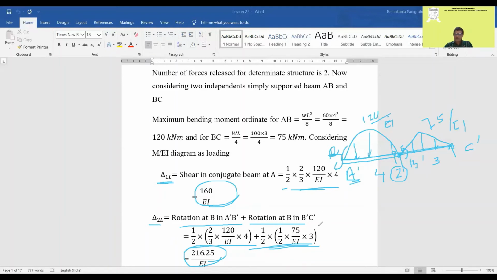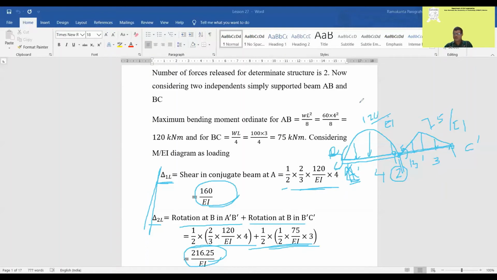So you can now find out delta 1L, delta 2L, that is the displacements in the direction of coordinate 1 and coordinate 2 due to the loading on the beam. So what do we do? We draw the M by EI diagram. Then from this released structure, the determinate structure, we find the conjugate beam, and in the conjugate beam, the shear force corresponds to this.